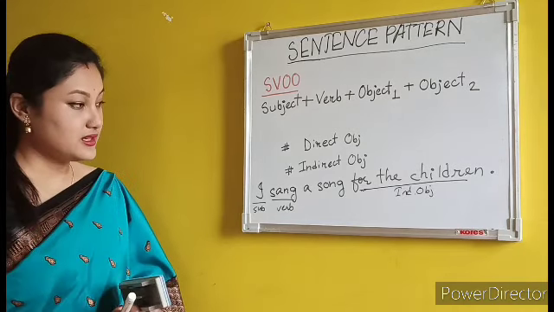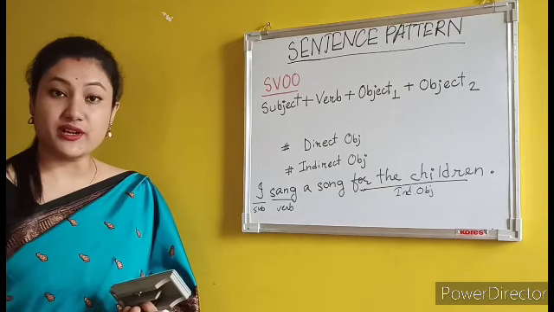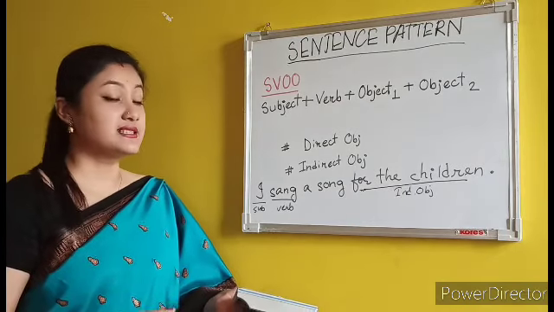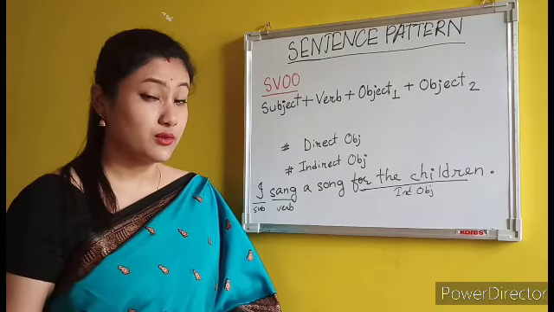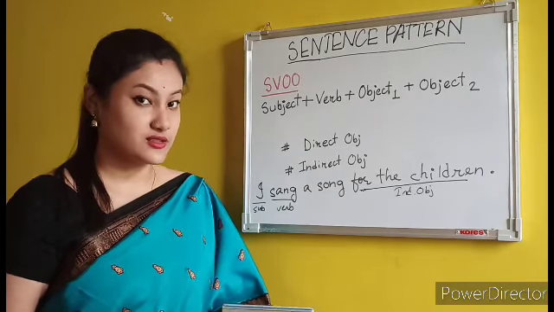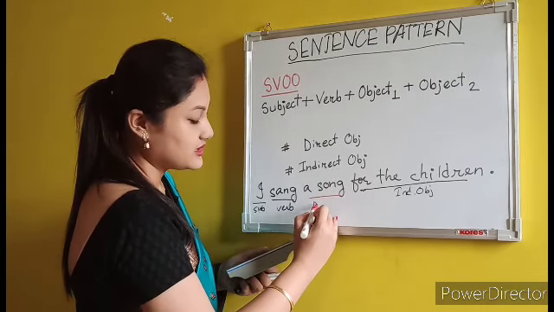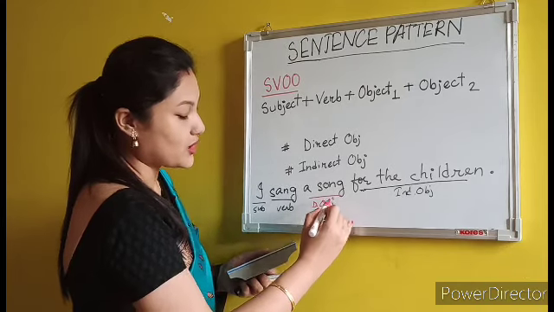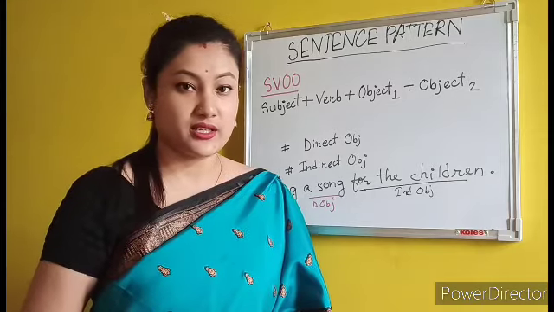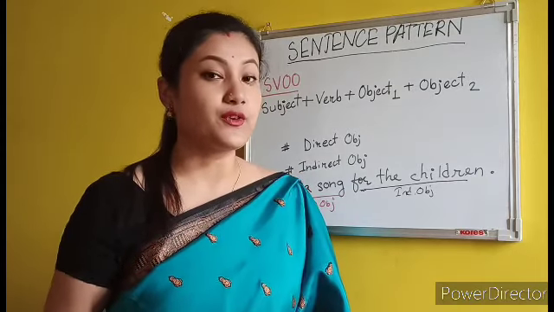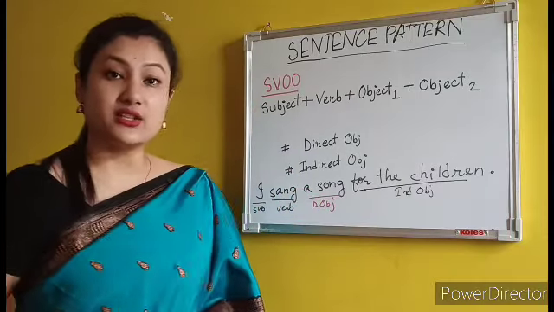And what is the direct object? I sang a song for the children. What did I sing? A song. A song is the direct object. I sang a song for the children. For whom? For the children. That is the indirect object.